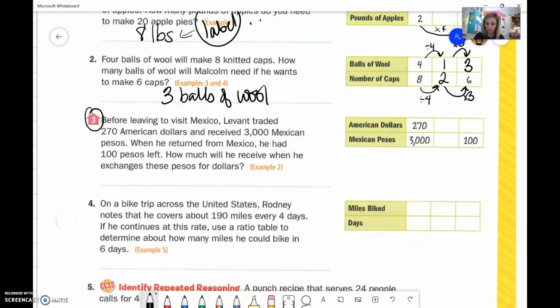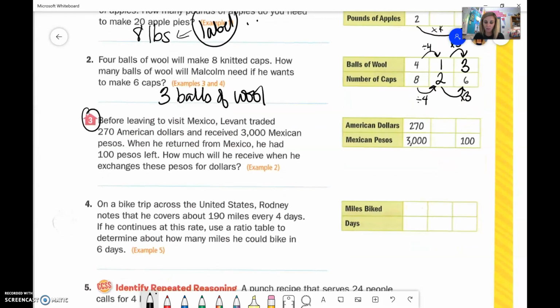All right, let's take a look at this next one. Before leaving to visit Mexico, Levant traded 270 American dollars and received 3,000 Mexican pesos. When he returned to Mexico, he had 100 pesos left. How much money will he receive when he exchanges these pesos for dollars? So, American dollars, 270, Mexican pesos, 3,000.